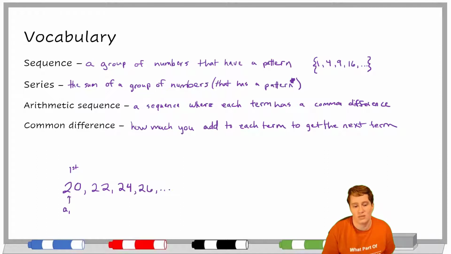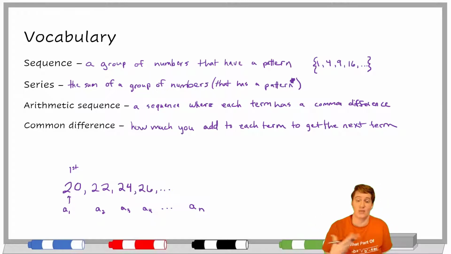So A1 is 20. The second term, which is 22, is A2. The third term, 24, is A3. The fourth term, A4. And we could go all the way and talk about the nth term. Now, it's kind of a weird phrase to think about or to say. The nth term of a sequence, we would be talking about, hey, what's a formula that would let me actually come up with whatever term I wanted to, whether it's the 7th term or the 100th term. We could say, hey, here's our formula that lets us get that.